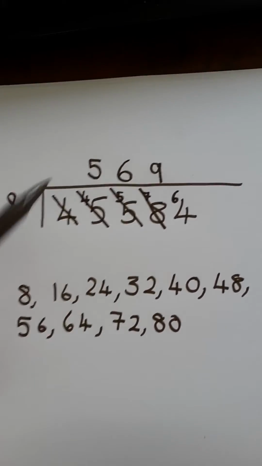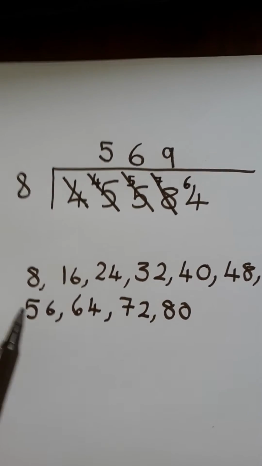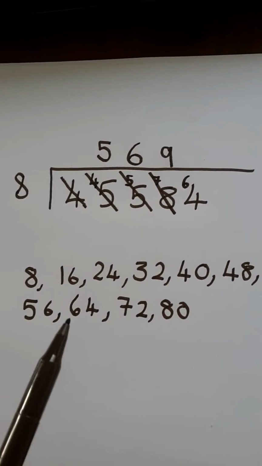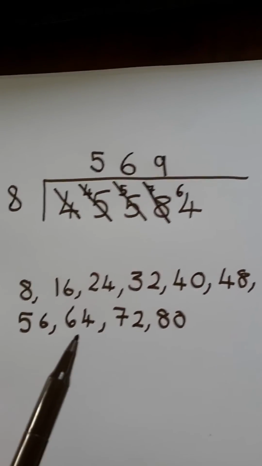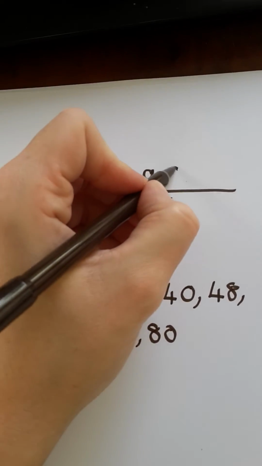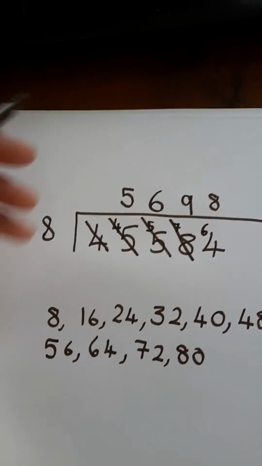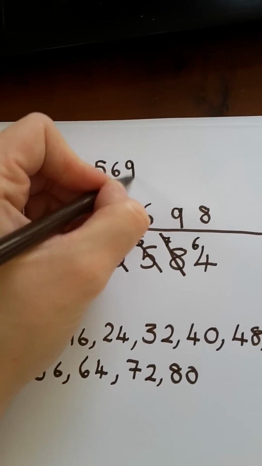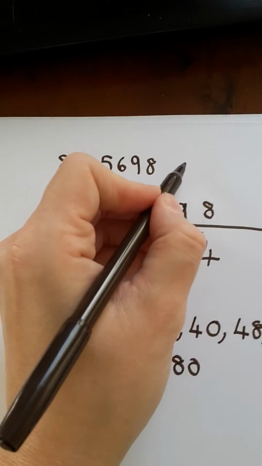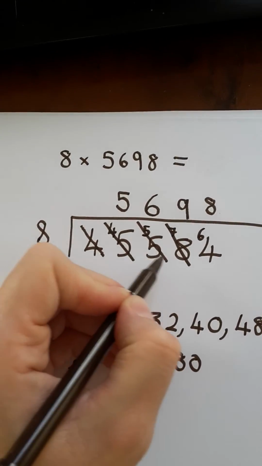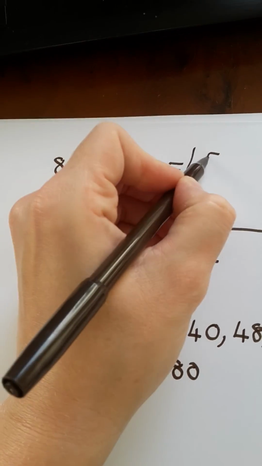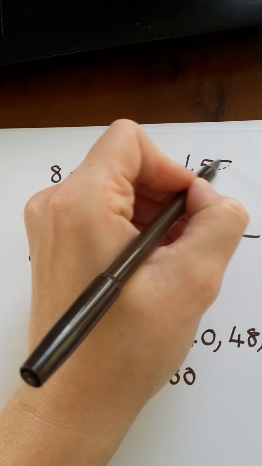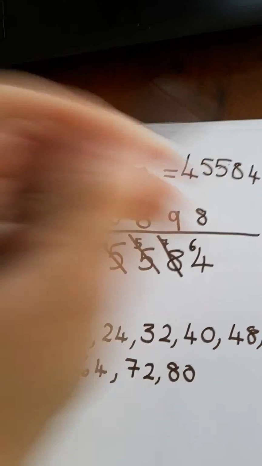8 into 64, well actually, that is exact. 8 times 8 is 64. It's a square number, it's really important. So I can just write 8. Now this means that 8 times 5,698 equals the number that we began with. 45,584.